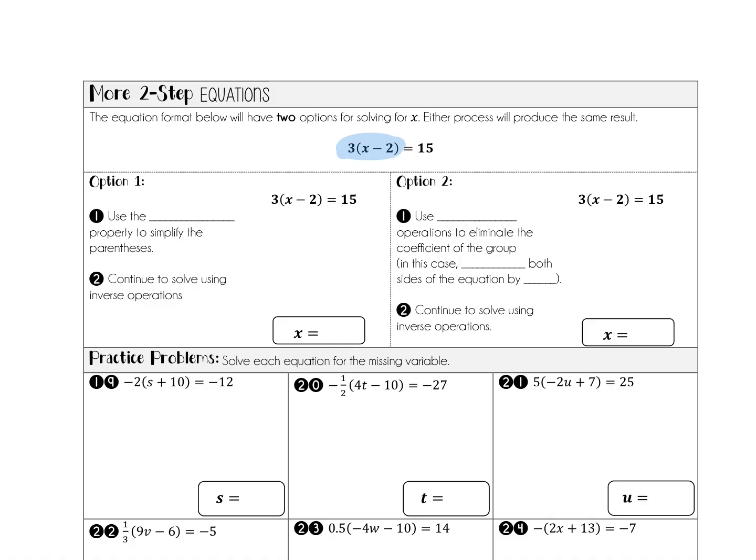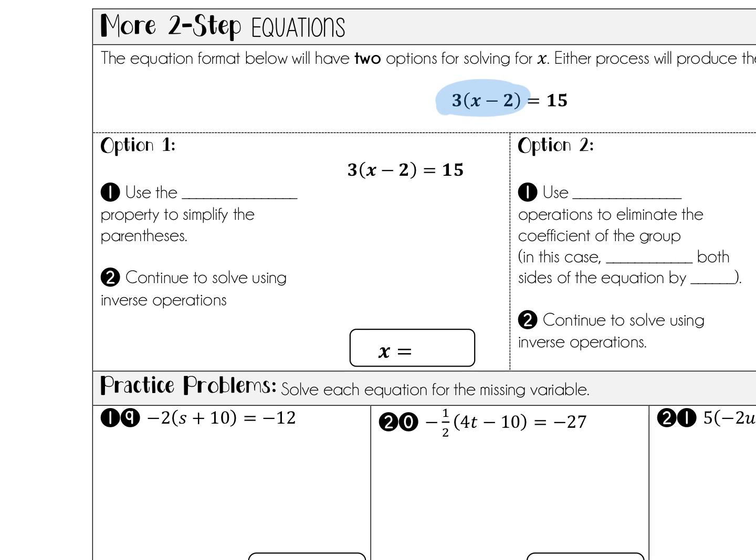Let's go ahead and start with what's probably most familiar, option 1. We're going to use the distributive property to simplify the parentheses, and then we'll continue to solve using inverse operations. As a reminder, that means we multiply the number on the outside by the terms on the inside. 3 groups of x minus 2 is 3x minus 6. We'll bring down our equal sign and our 15. And then from there, we would just continue solving using inverse operations.